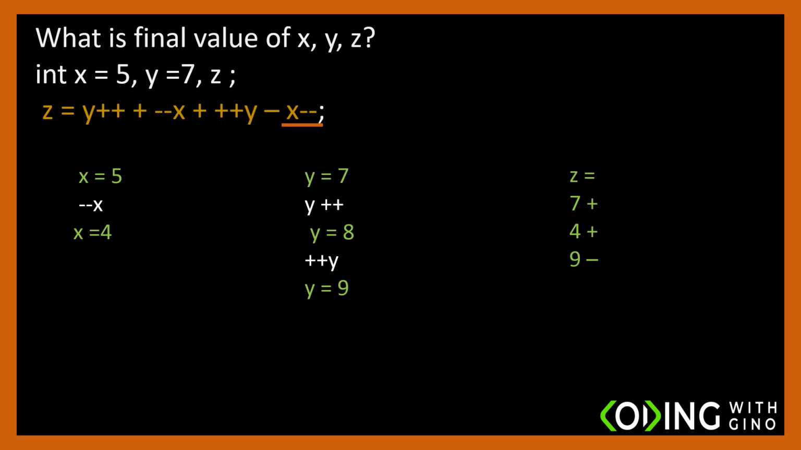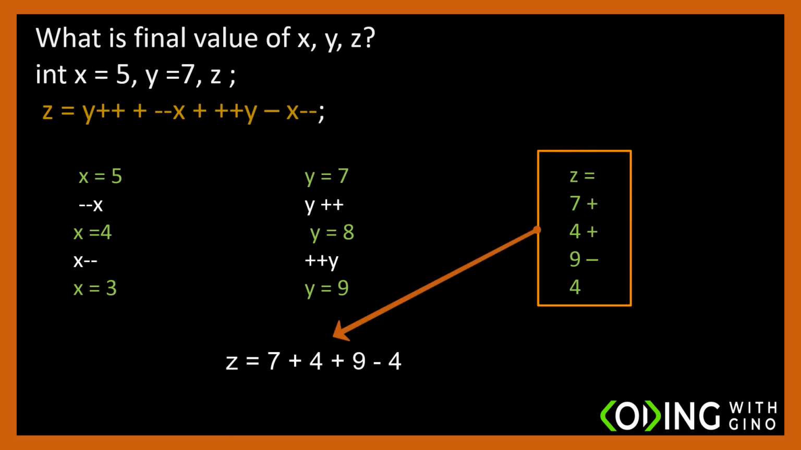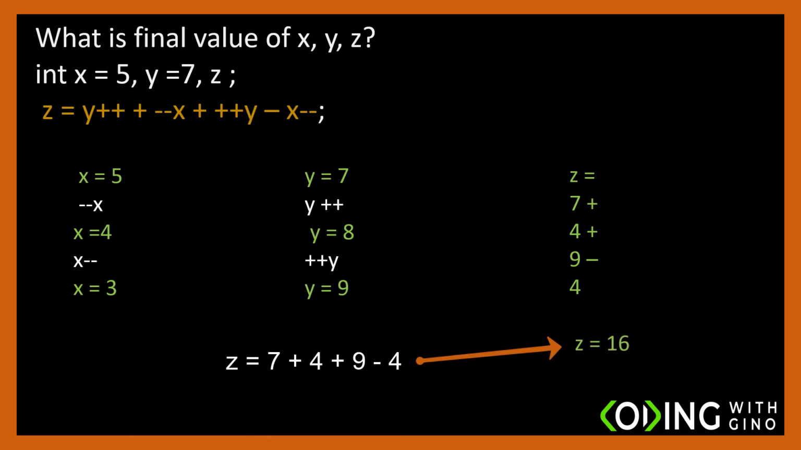Finally, we have x--. It is post-decrement, meaning value will first be consumed and then changed. So, current value goes in the equation, okay? And then value is changed. So, x now becomes 3. So, to finish off, z = 7 + 4 + 9 - 4, which is 16. And finally, x = 3, y = 9.